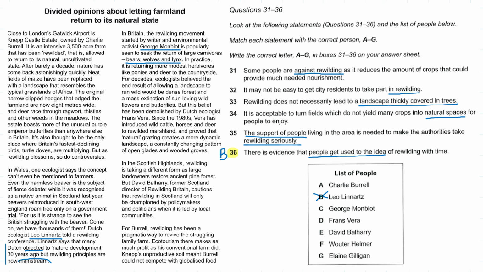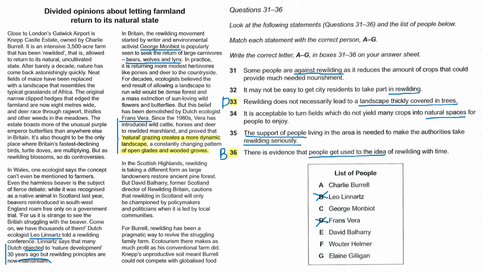And we find the next surname, Franz Vera. So we read everything about him. But in particular, he says that natural grazing creates a more dynamic landscape, a constantly changing pattern of open glades and wooded groves. So look at statement 33. Rewilding does not necessarily lead to a landscape thickly covered in trees. So no, his landscape is more dynamic and it has open glades, not just thick woods. So 33 is D. And we cross him out.